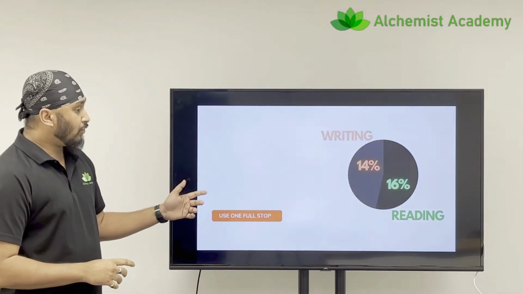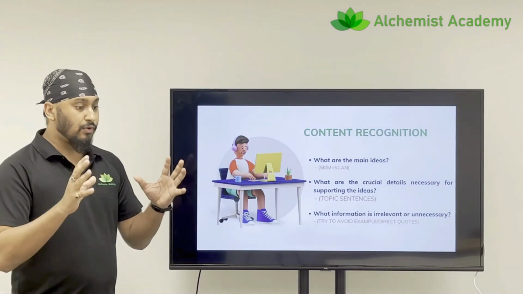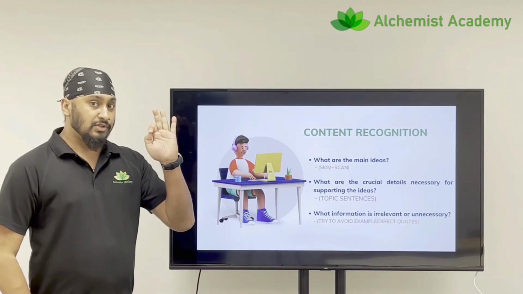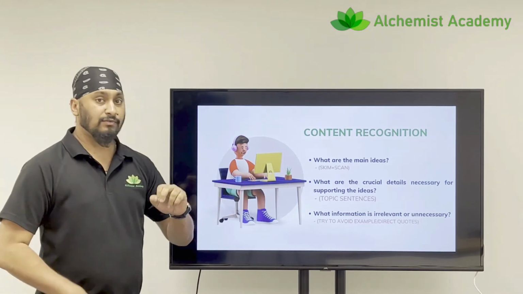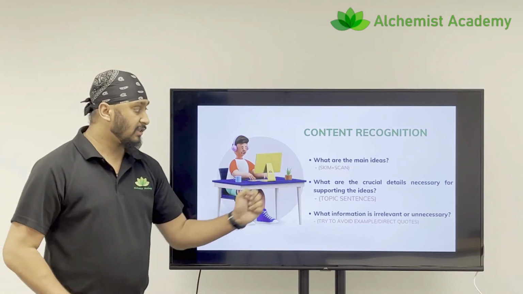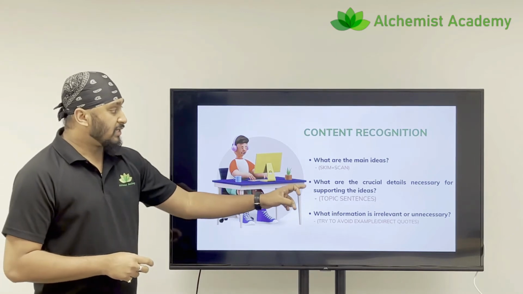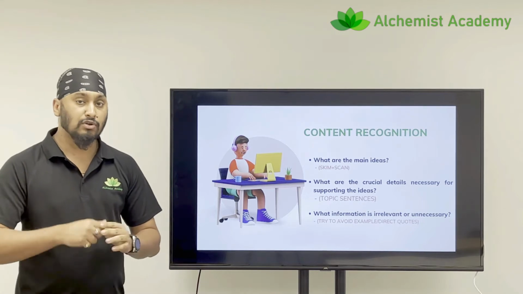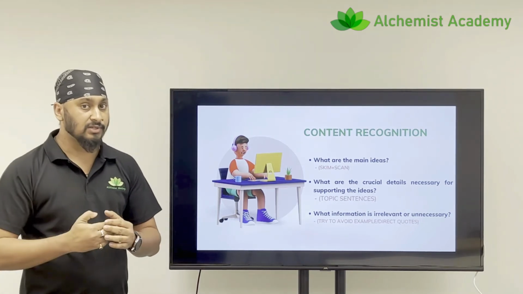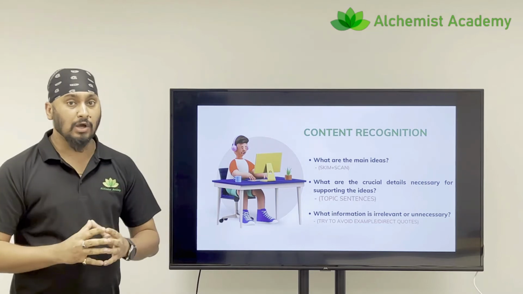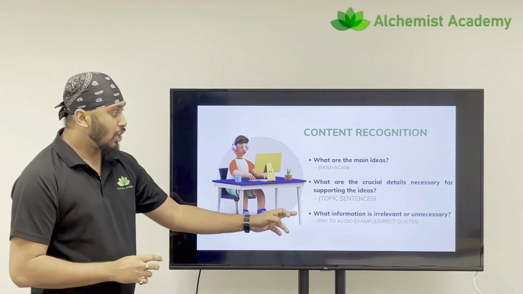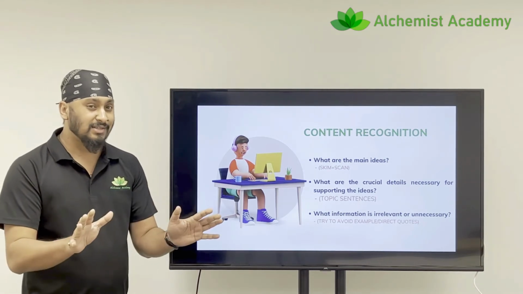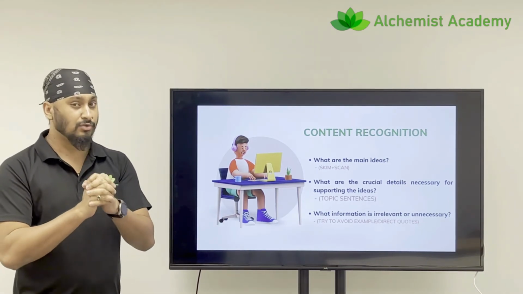If you go further, you must focus on content recognition. For content recognition, there are three questions you should always ask yourself. What is the main idea of the summary? For that, you need to skim and scan the question. Number two, what are the crucial details necessary for supporting those main ideas? You need to focus on topic sentences. Topic sentences can be found through intro, conclusion, or conjunctions. When I'm solving these questions, have a look at how I identify topic sentences. And the last question is, what information is irrelevant or unnecessary? That means try to avoid unnecessary examples or direct quotes.